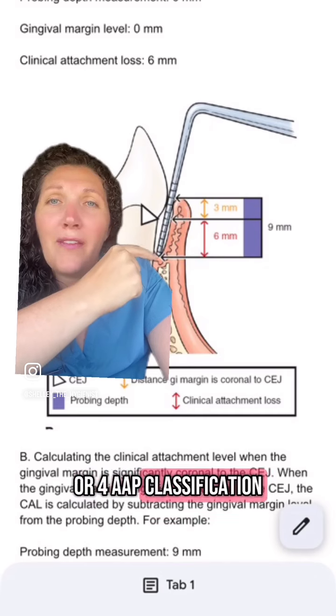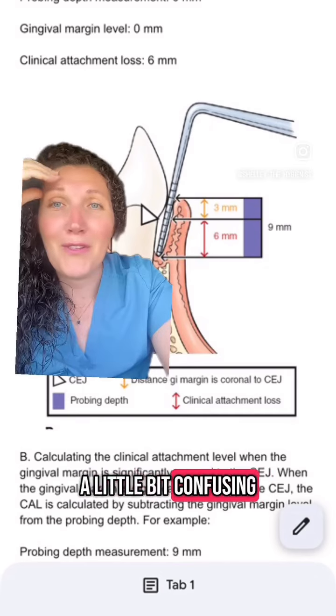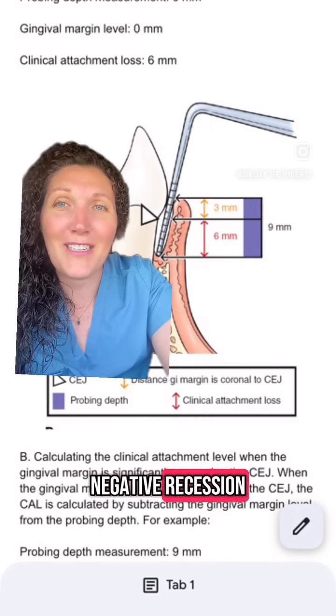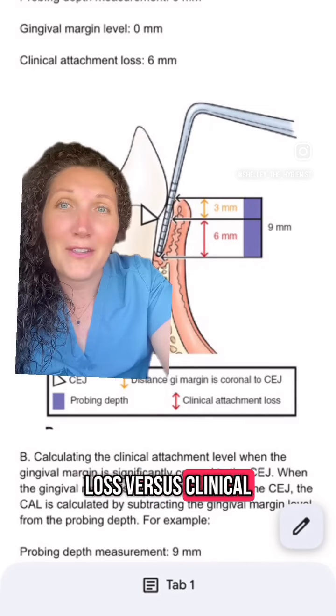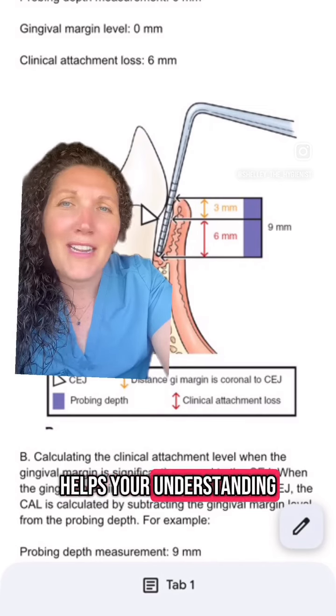I know it's a little bit confusing, positive recession versus negative recession, and clinical attachment loss versus clinical attachment level. But hopefully that helps your understanding just a little bit more.